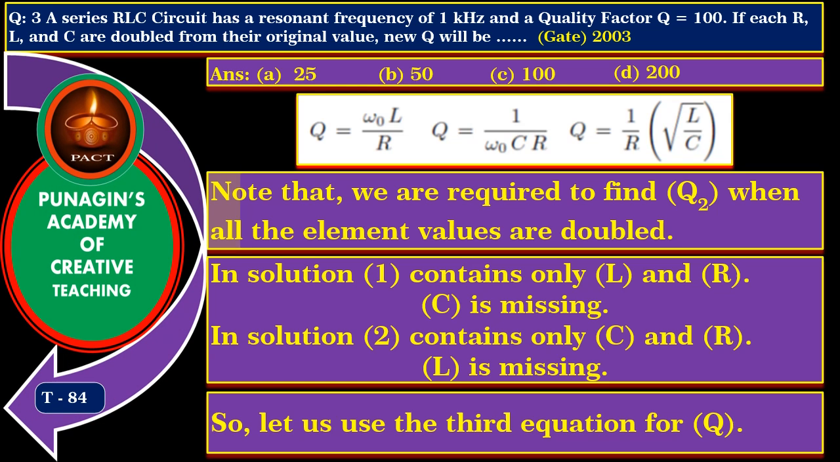Friends, note that we are required to find Q2 when all the circuit element values are doubled. In solution 1, that equation contains only L and R, C is missing. In solution 2, that equation contains only C and R, L is missing. So, let us use the third equation for finding Q.